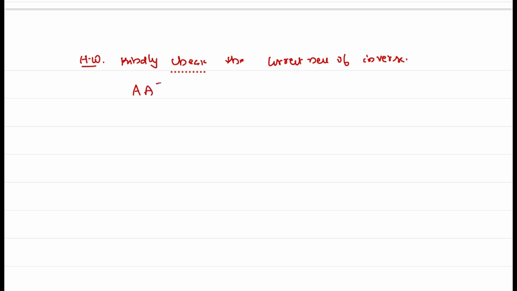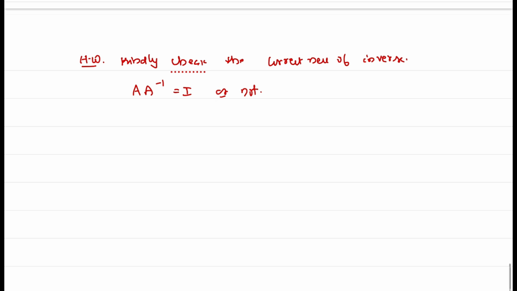And as a homework, I want to give one simple homework. Kindly check the correctness of the inverse. You have to see whether A into A inverse is equal to I or not. If it is I, then our answer is correct. Verification of the answer is also equally important.